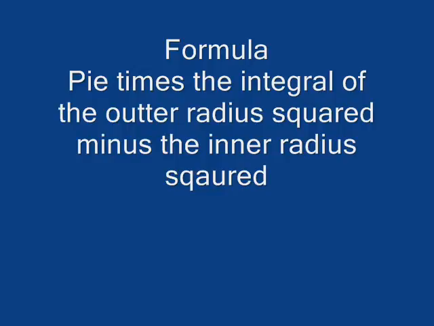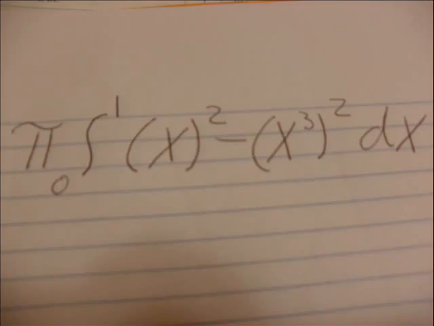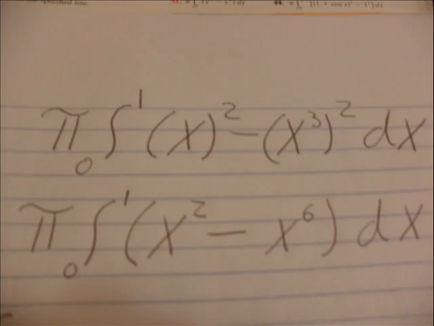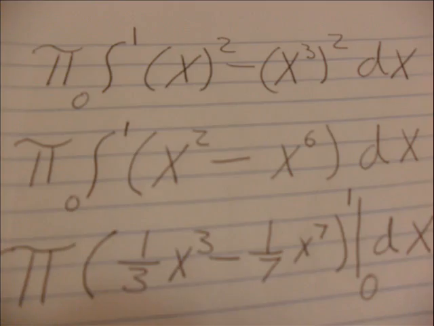Since the graph goes to 1, we know that our integral will go from 0 to 1. Our outer radius will be x, and our inner radius will be x cubed. Since we have the squares on the outside, we'll have to distribute in, leaving us with x squared minus x to the 6th. Then we'll have to integrate, which means we will have 1/3 x cubed minus 1/7 x to the 7th.